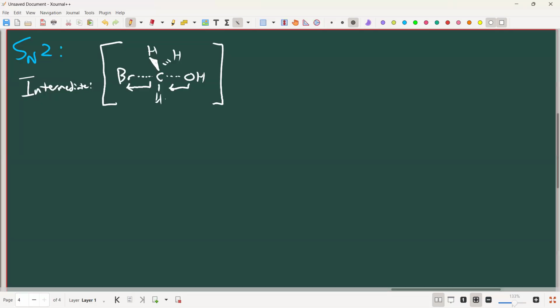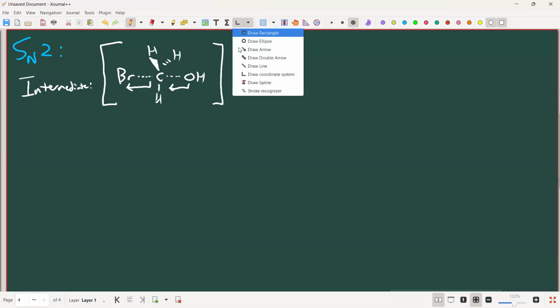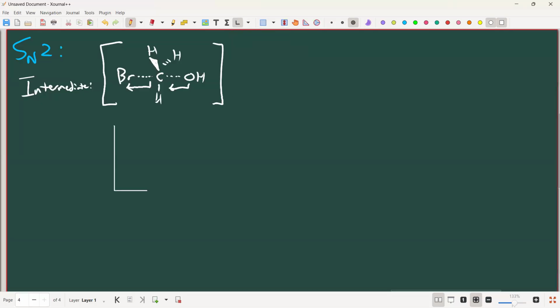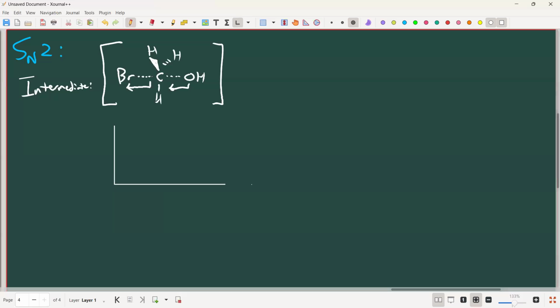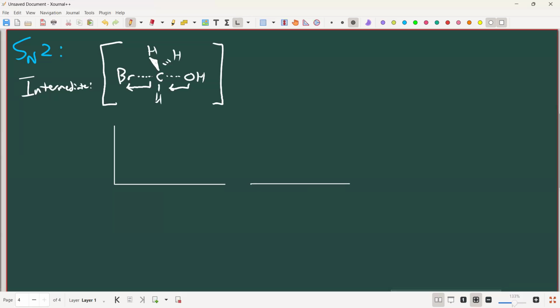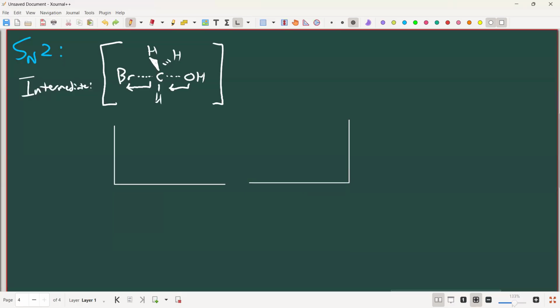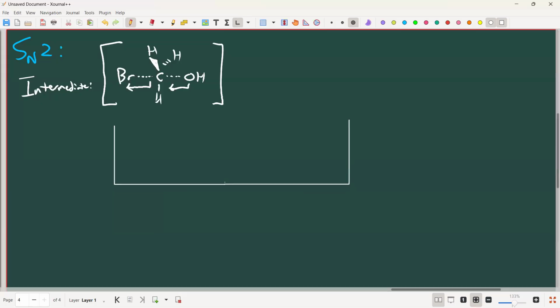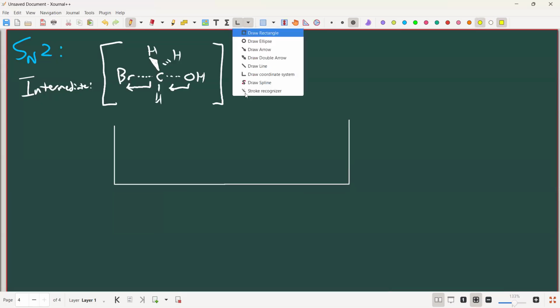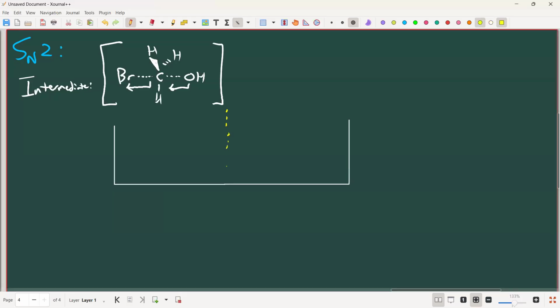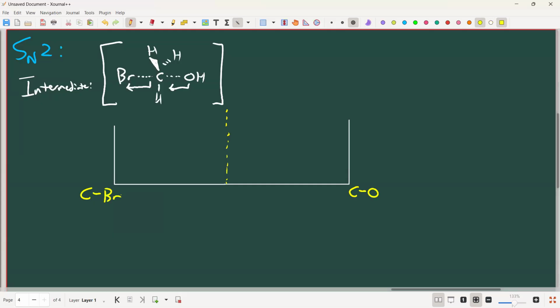Let me just sketch this out for a little bit, and then I think you'll understand what I mean. I'm going to have two plots of energy, and I'm going to demarcate them in the middle. And this is that intermediate point. On this right-hand axis is going to be the CO bond length, and on the left-hand side, it's going to be the CBr bond.